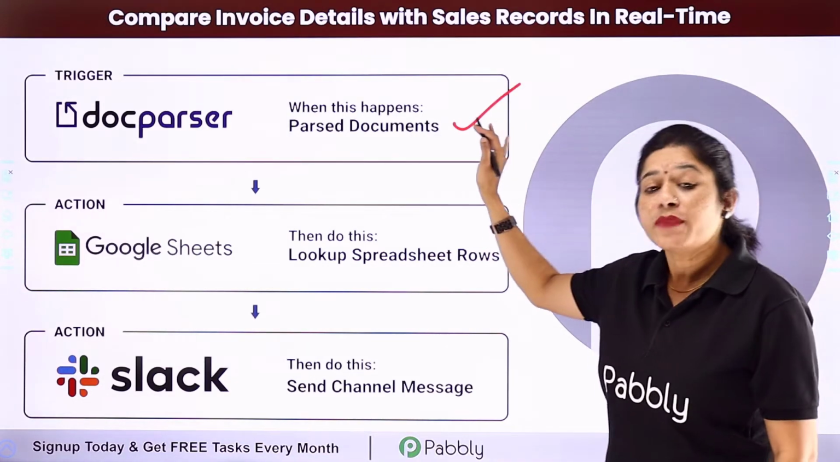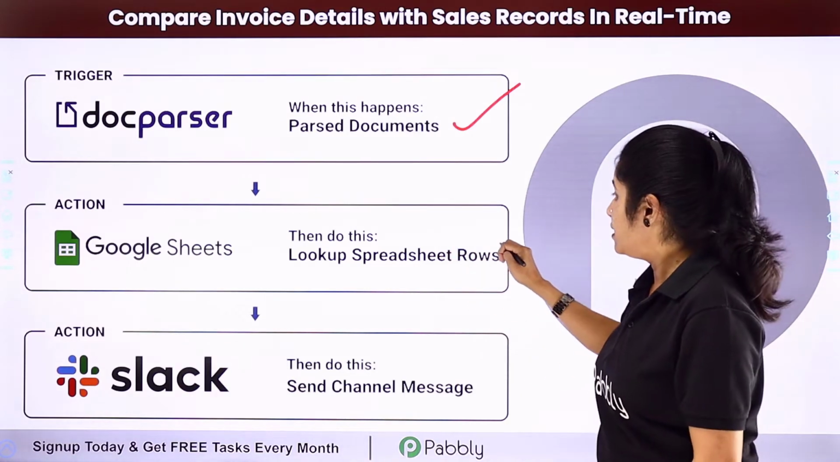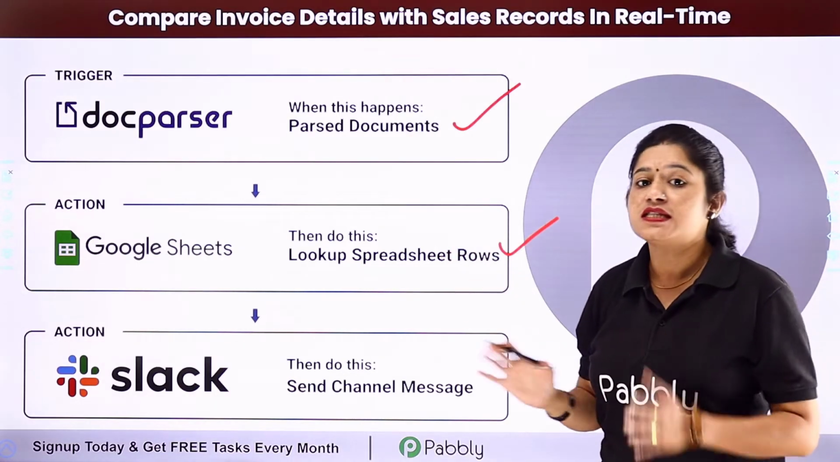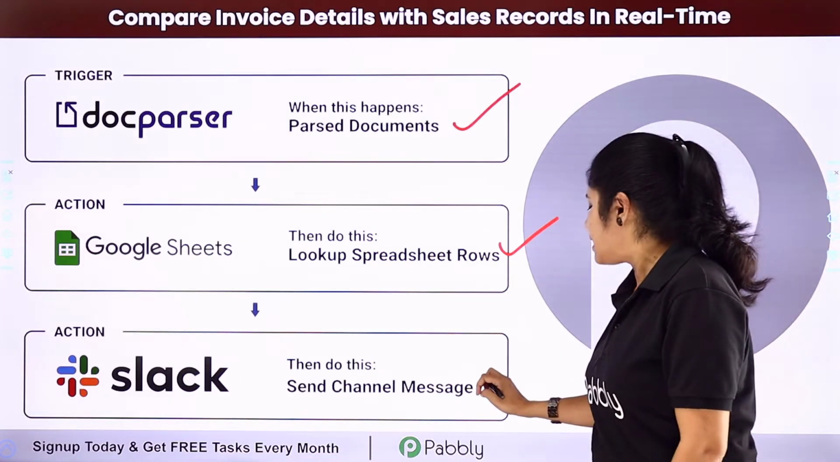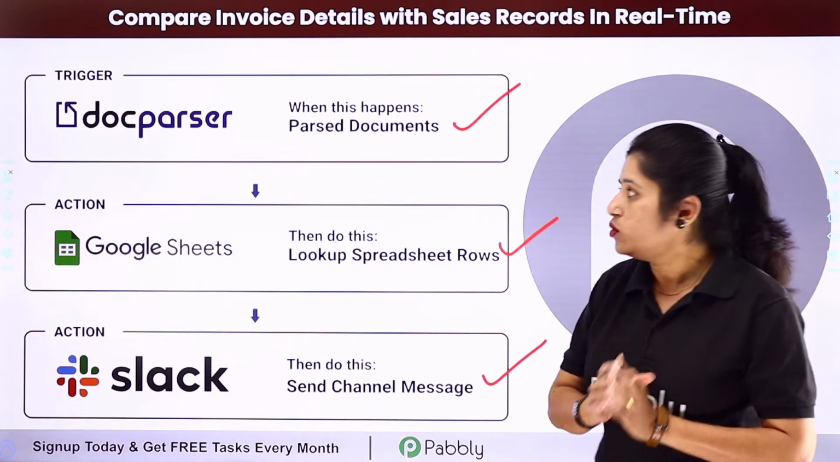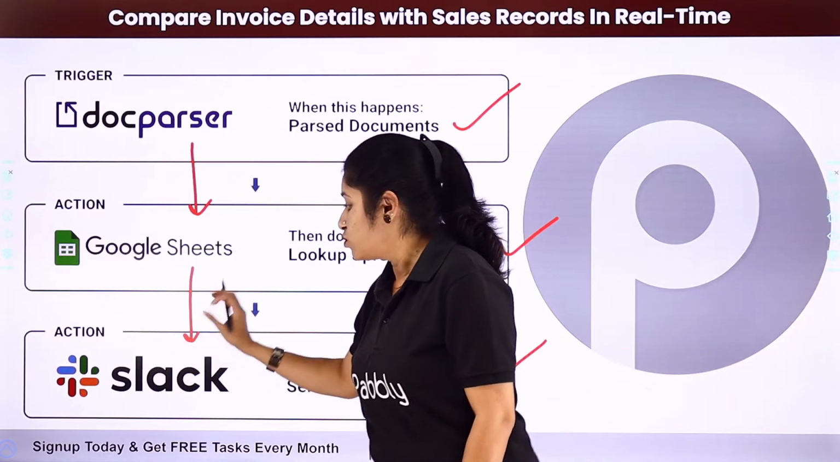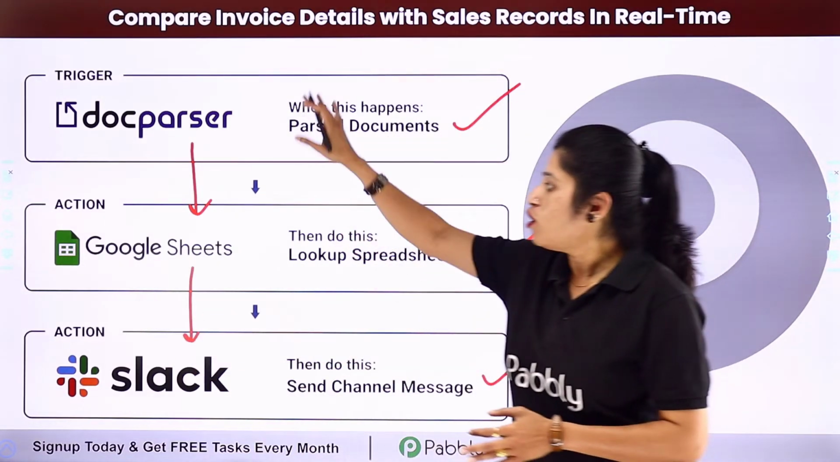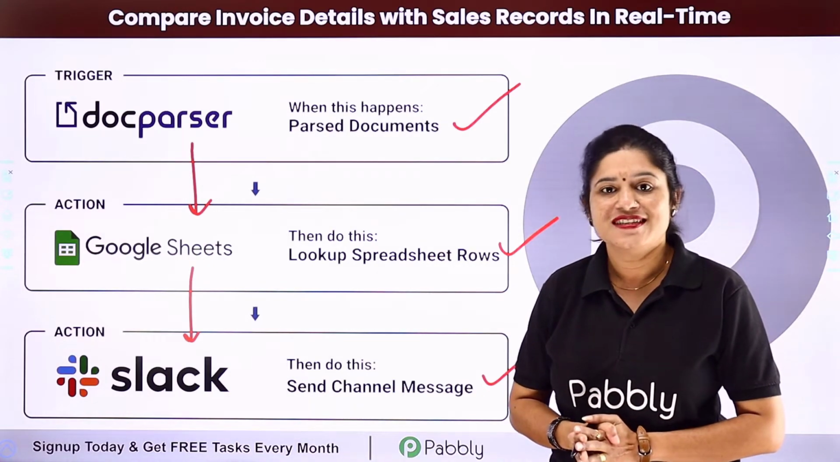Then we are going to compare the invoice details with the sales records that we have in our Google Sheet. And if any of the invoice details doesn't match, then we are going to inform our team, that is the accounts team, on the Slack channel that the invoice is created incorrectly. For that, we need to integrate DocParser with Google Sheets and then with Slack also. So how can you integrate all these software applications using Pabbly Connect? For that, you need to come to my screen.